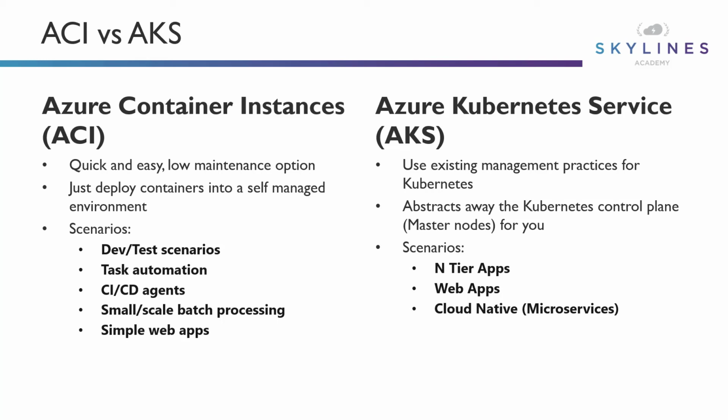If you really want to get serious about production, most enterprises are using Kubernetes as the de facto platform for orchestrating containers. And so you would use Azure Kubernetes Service. This abstracts away the Kubernetes control plane, which are the master nodes that manage Kubernetes. That gets abstracted away for you. Scenarios for this include N-tier apps, web apps, and those cloud-native microservices application architectures that we were just talking about. So that's containers in a nutshell for you.